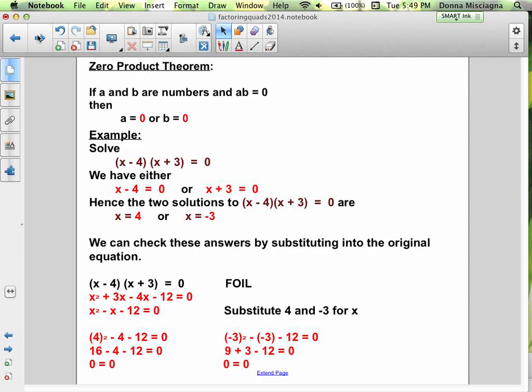And the same thing with the negative 3. Negative 3 squared is 9. Minus a negative 3 would be a plus 3, and then minus 12. Well, 9 plus 3 is 12, and 12 minus 12 is 0. So 0 equals 0 checks out again. So if you're ever not sure, you can always plug it back into the original equation.